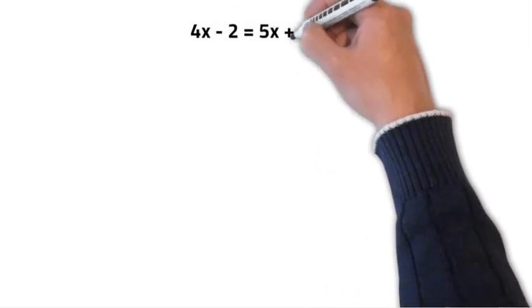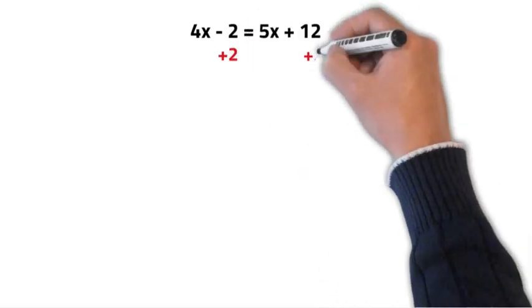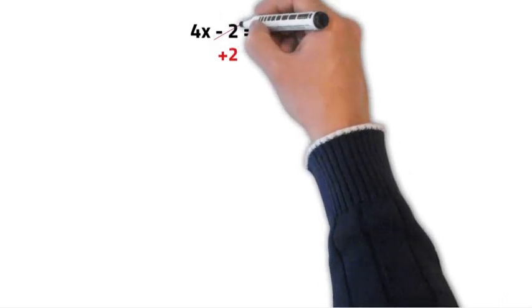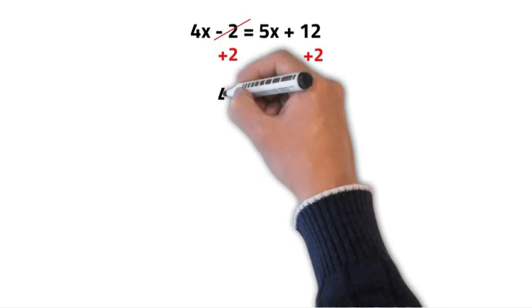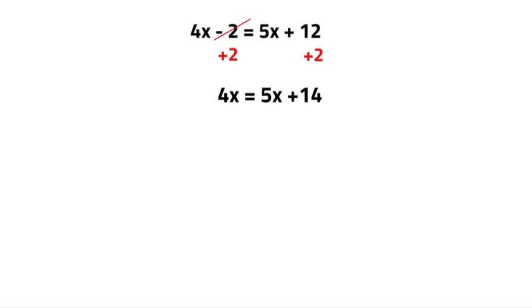So we got 4x minus 2 equals 5x plus 12. So it's going to take a couple steps here, but we're going to start bringing everything to each side. So we'll start by adding 2 to both sides, which will cancel out that negative 2, which will leave us with 4x equals 5x plus 12 plus 2. My bad. And now we're going to get our x's on the same side.